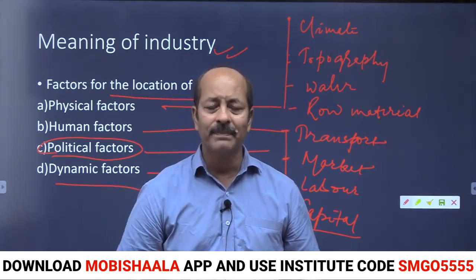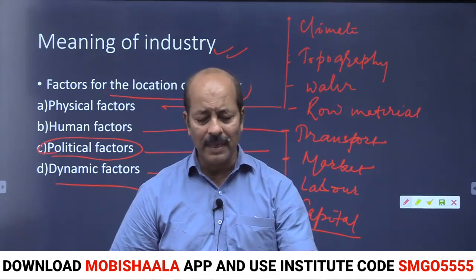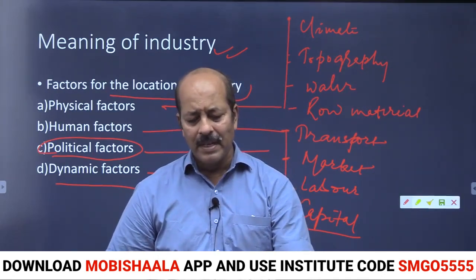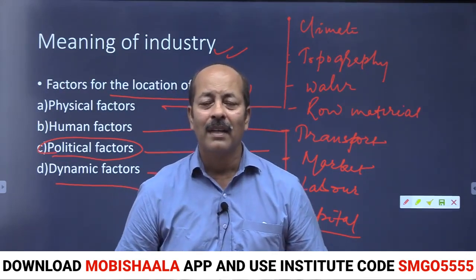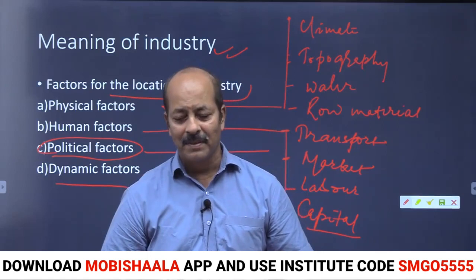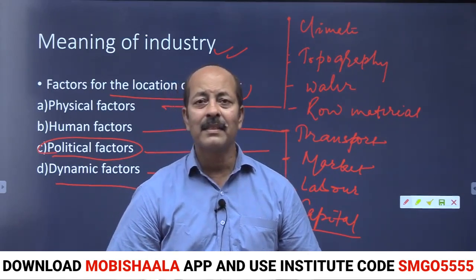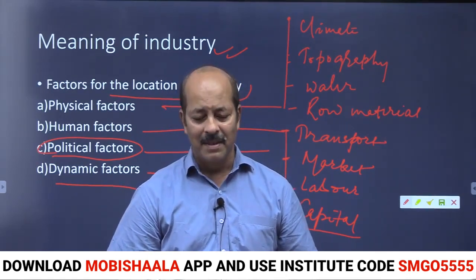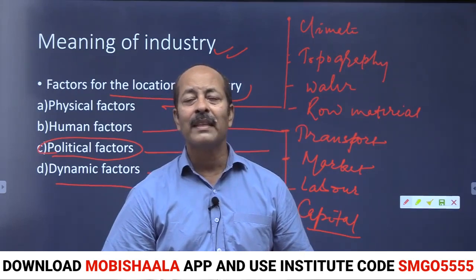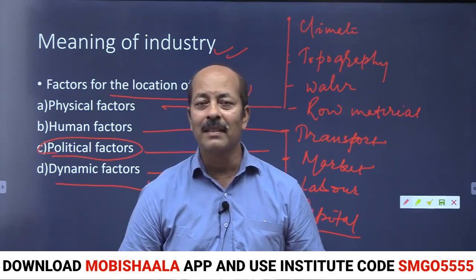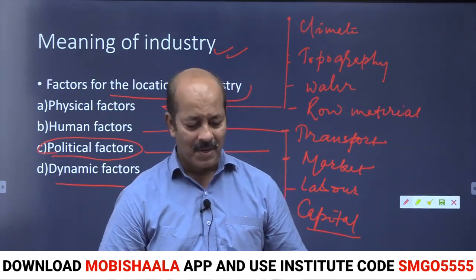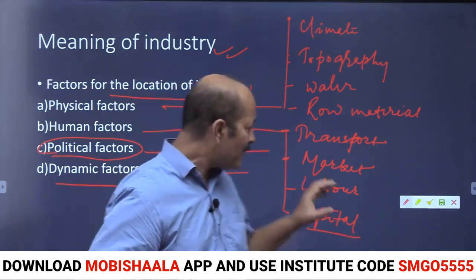So you write there a dynamic factor. In the dynamic factor we include the WTO rules and the policy of government. By this factor the industries are located in different areas, even though the area does not have a favorable industrial location. So these are the basic things.